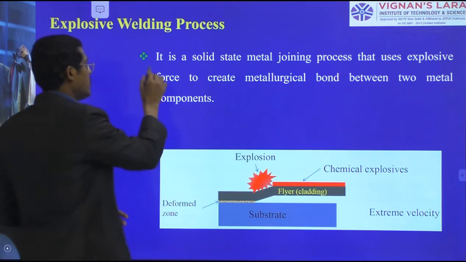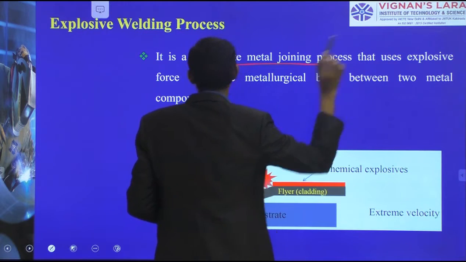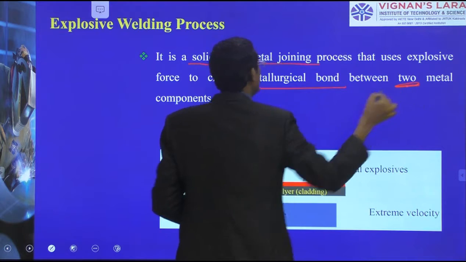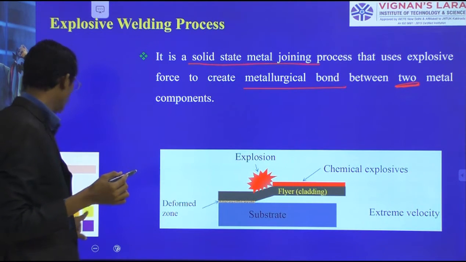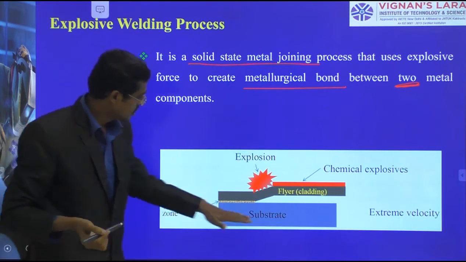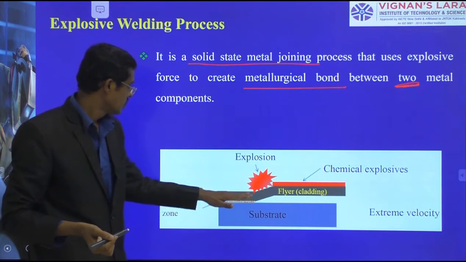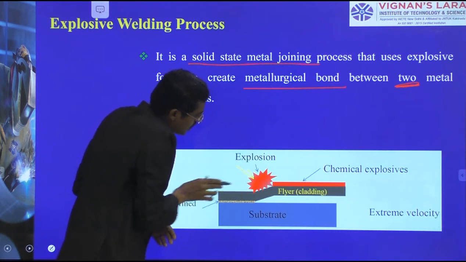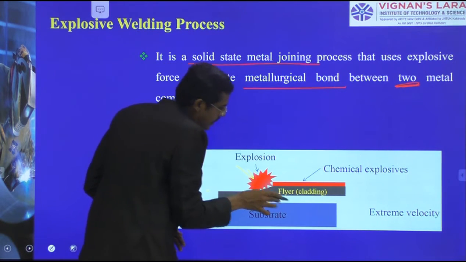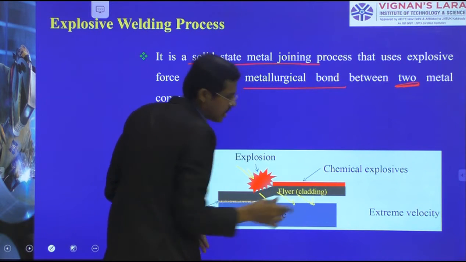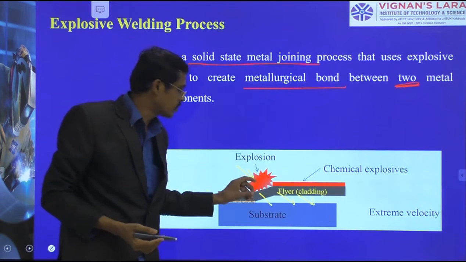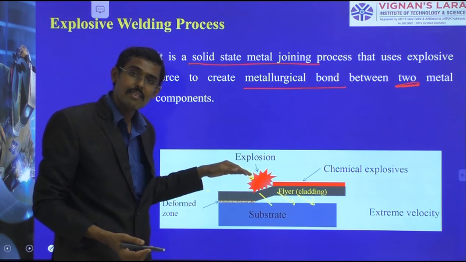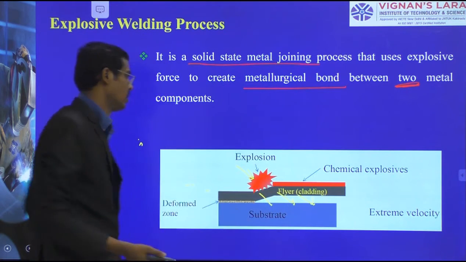This is a solid state metal joining process that uses explosive force to create metallurgical bonding between two components. See the workpiece, the flyer over the cladders and the explosive. I start the explosive here. See, it impinges here, it goes there, it impinges there, it goes on. So it is a continuous process. When the explosive starts here, it keeps on blasting, so velocity is created simultaneously and it impinges simultaneously. That is the chemical explosive.